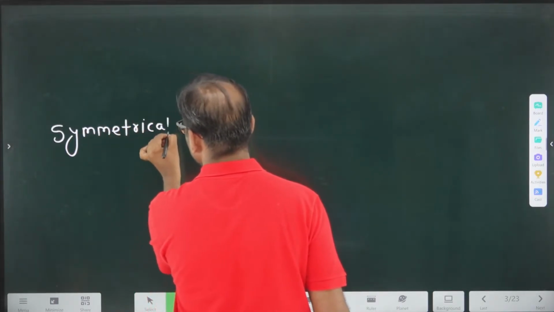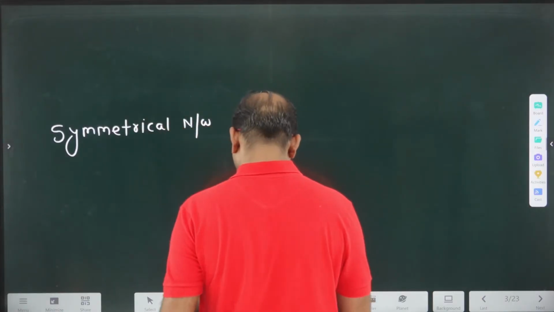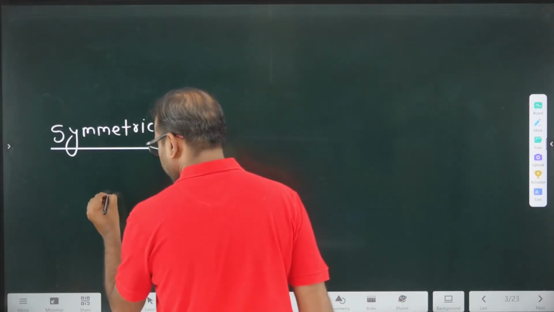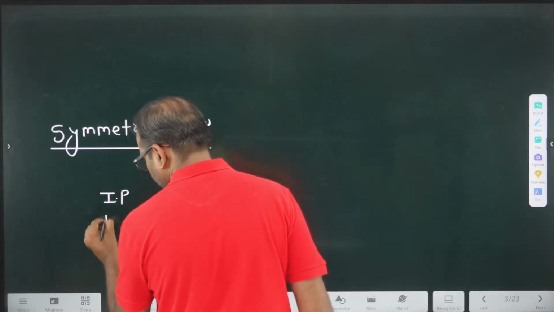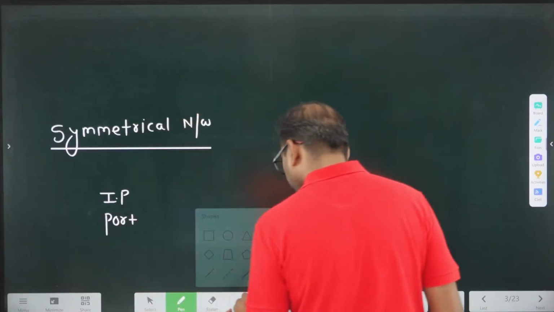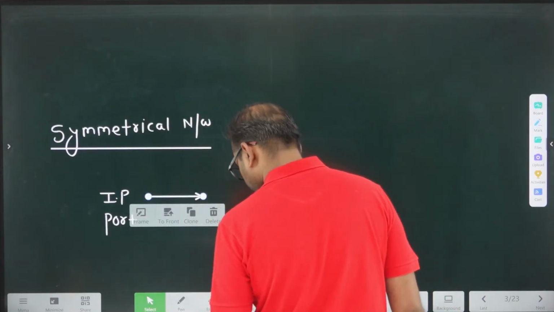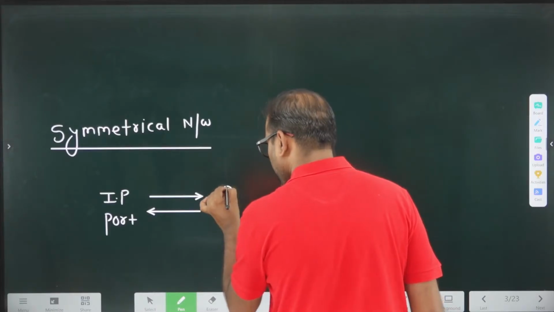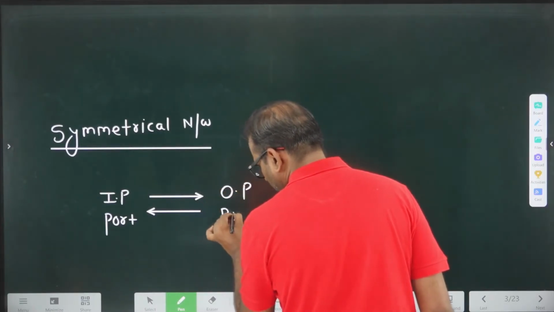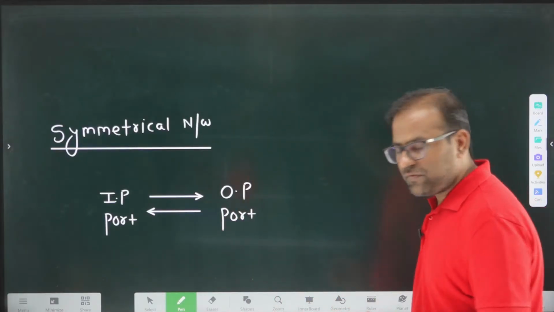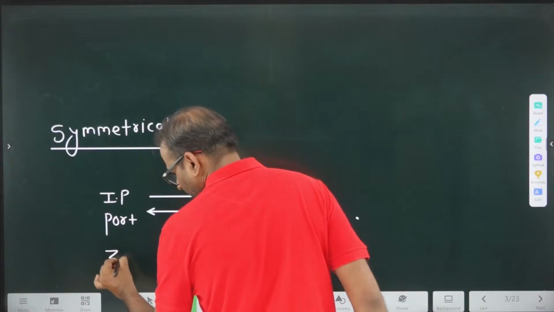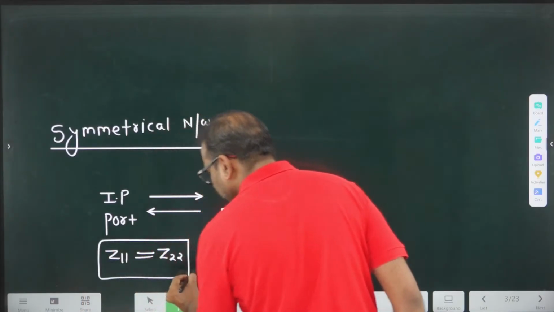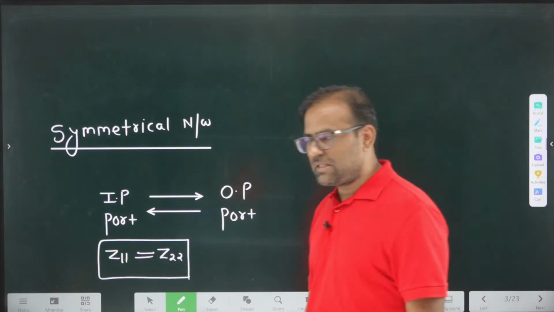Symmetrical network. What we are saying is, we have one port as an input port, and if this port is swapped to the output port, and the value of Z11 is equivalent to Z22, then you can say your network is a symmetrical network.